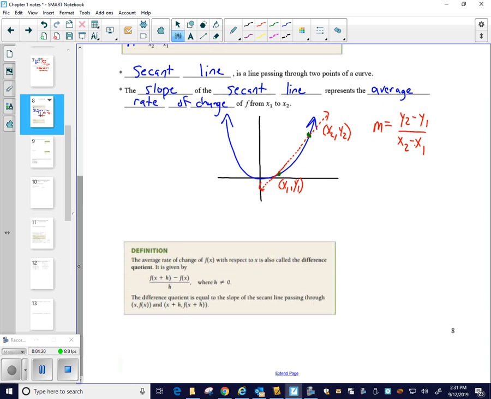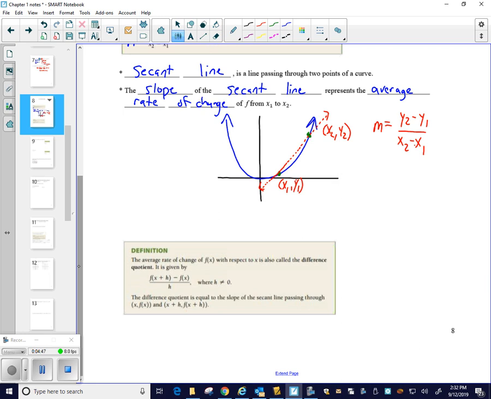It gets a little bit more confusing now with the next one. The average rate of change of a function f of x with respect to x is also called the difference quotient. That's actually what that formula right below is. It's given by f of x plus h minus f of x, all over h. And again, h cannot be 0 because you can't divide by 0.